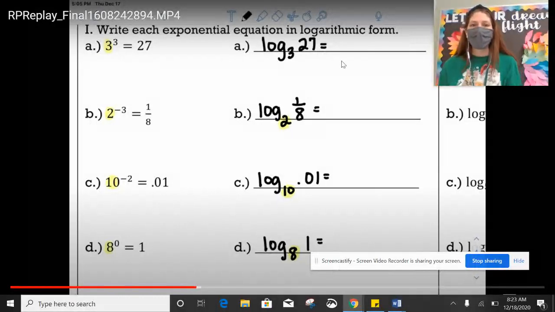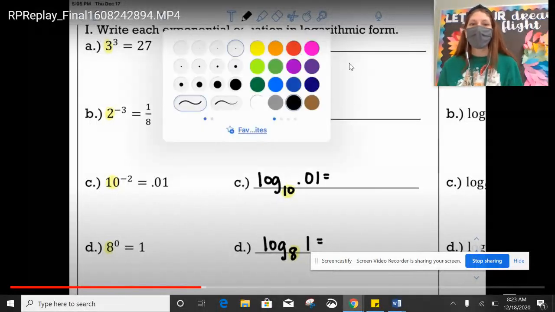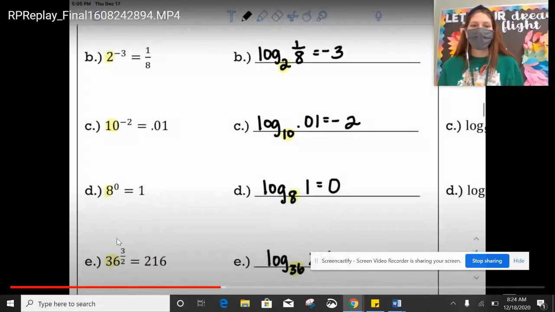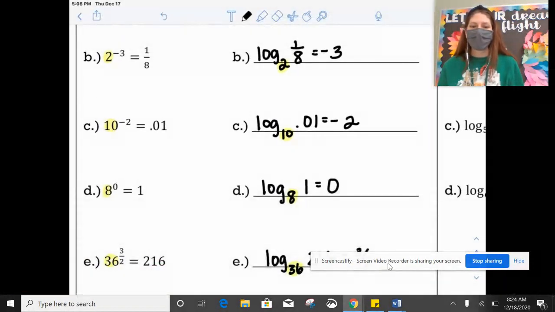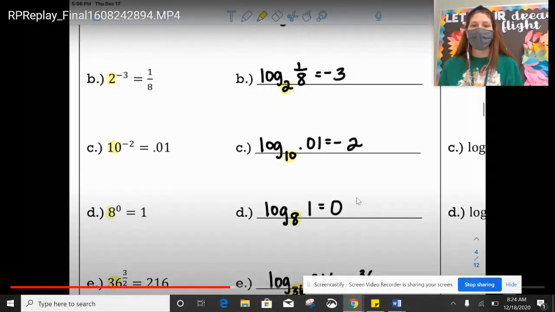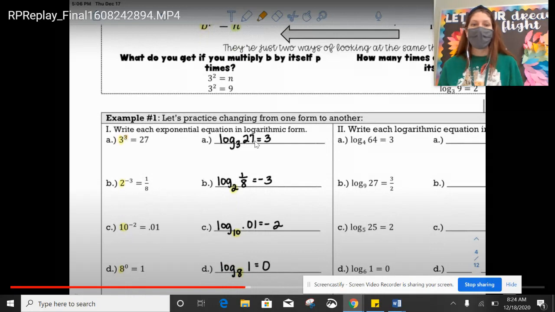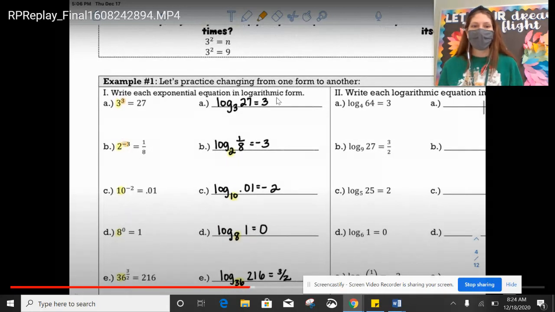And so a logarithm is an exponent. So it's equal to the exponent. My exponent was 3. In B, it was -3. In C, it was -2. In D, it was 0. And in E, it was 3/2. So that's just how you switch from one form to the other. Log base 3 of 27 is 3. You're just switching forms. A logarithm is always equal to the exponent.